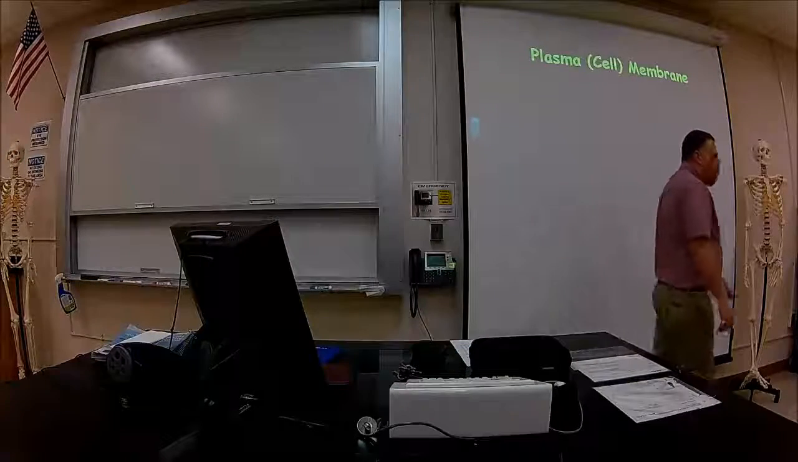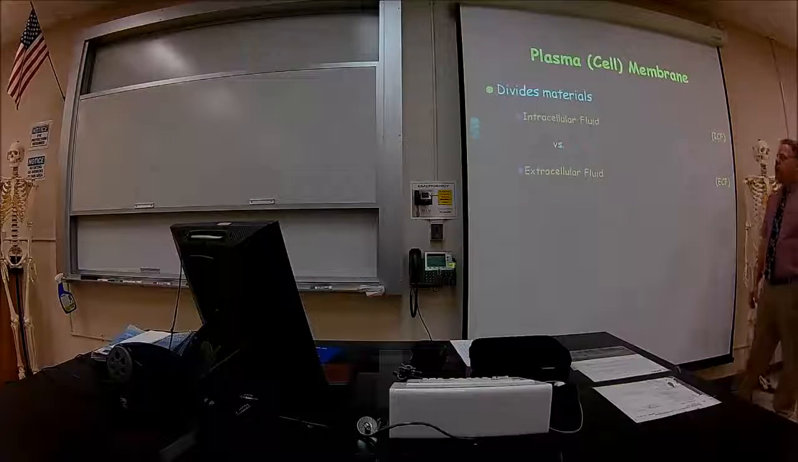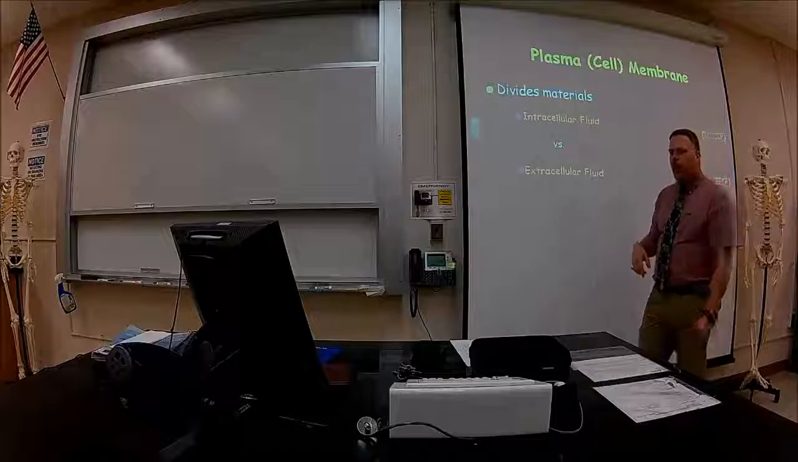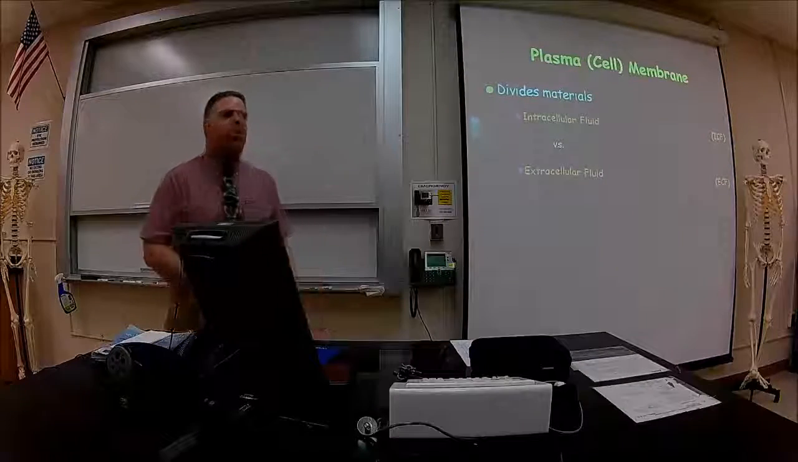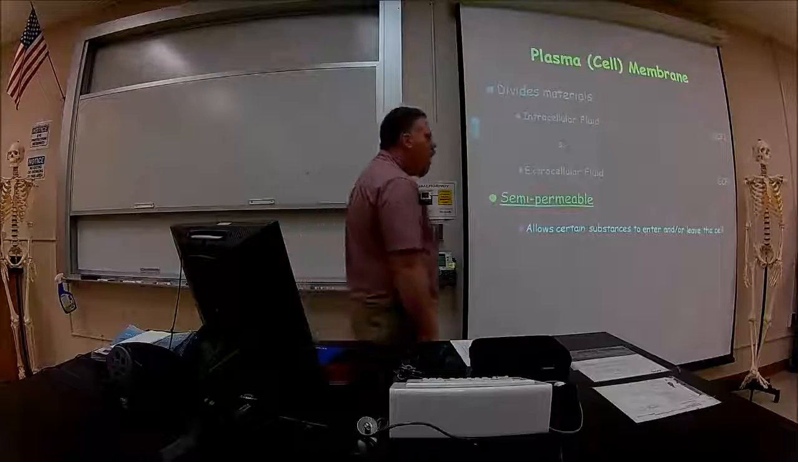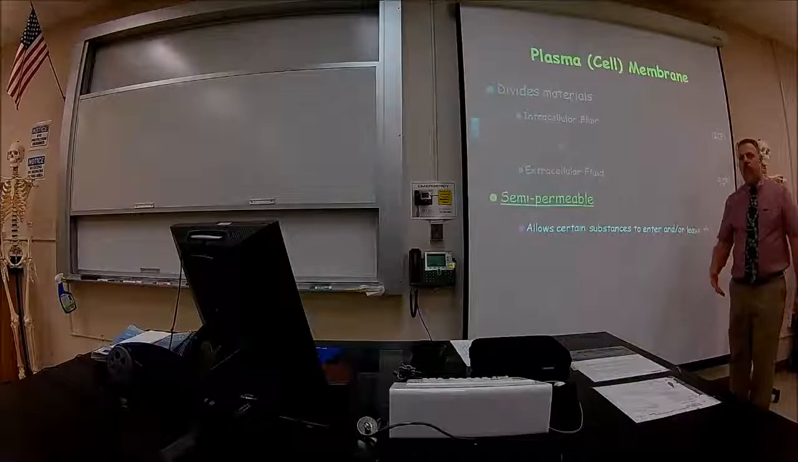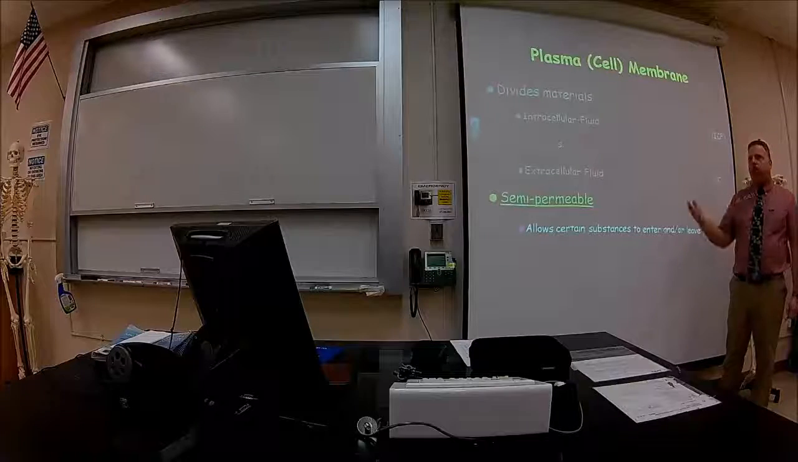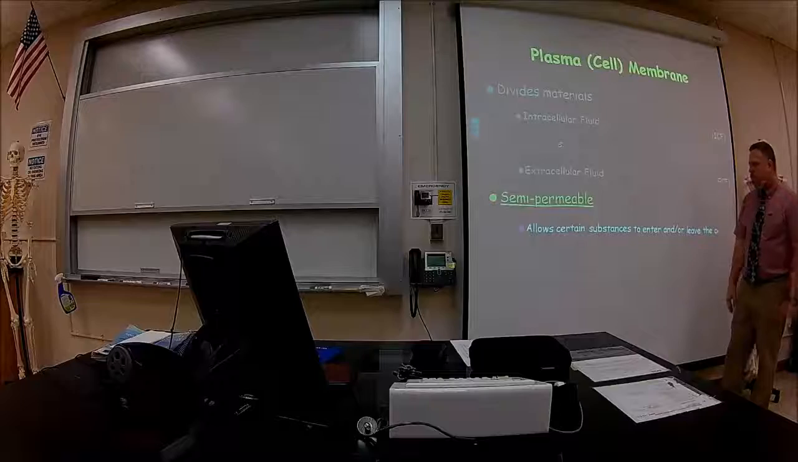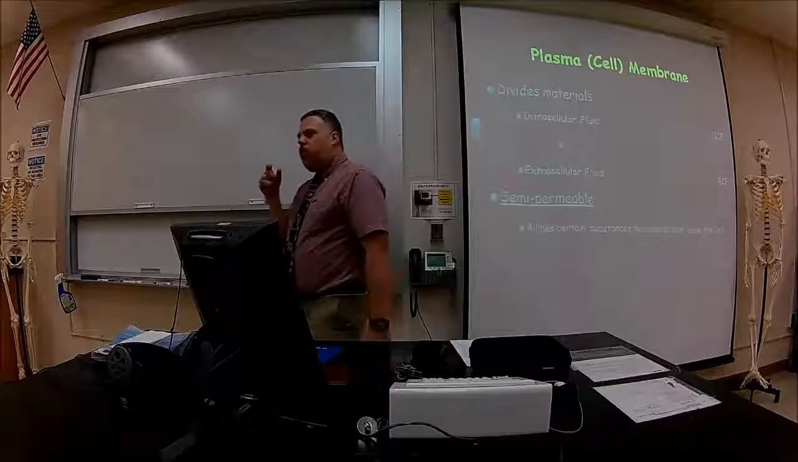We call the cell membrane, also known as the plasma membrane, a divider. It divides stuff that's inside the cell, intracellular fluid, and things that are outside the cell, extracellular fluid. And it's known as a semi-permeable membrane, meaning, as I just explained, it allows certain things to come in and certain things to go out and vice versa. So we've got to take a closer look at this cell membrane to see why it does that.